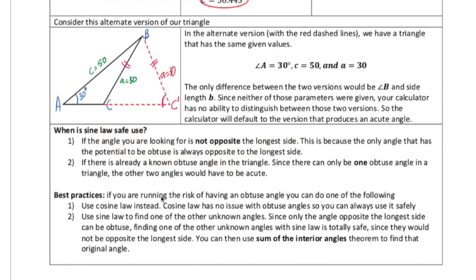So what are the best practices here? If you are running the risk of having an obtuse angle, here are your options. One, use cosine law instead, if you have enough information for cosine law. Cosine law is never a problem, because cosine law has no problems with obtuse angles. Cosine law can handle 0 to 180 degrees. Or alternatively, you can use sine law, but to find one of the other unknown angles. If the angle that you are initially trying to find has the possibility of being obtuse, then you are guaranteed that the other angles have no chance of being obtuse.